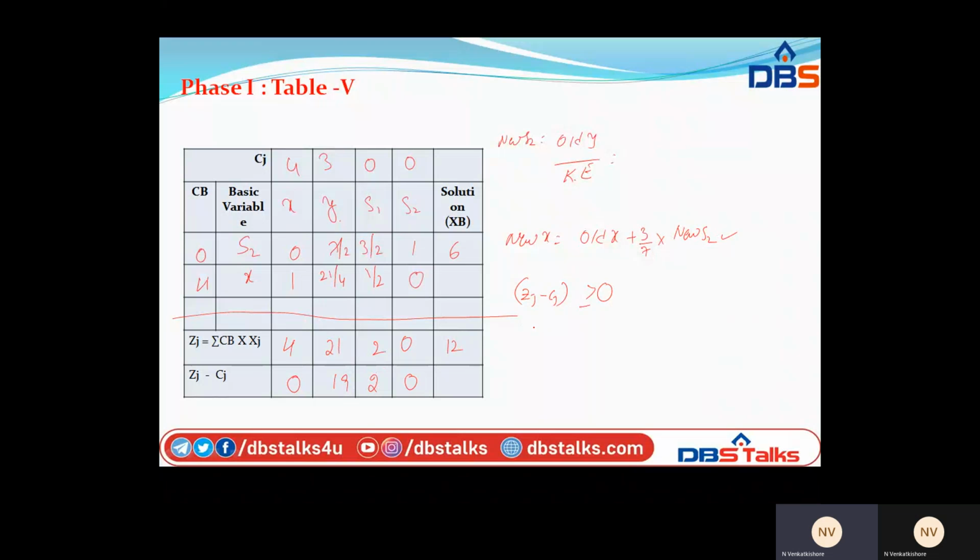What is the solution we are having? We can see directly here. Here there is no need to go for most negative. Is there? No. So that's why we don't need to go for the ratio also. If there is any most negative or negative values in the Zj minus Cj, then only we go for the ratio. Here no negative values are there, so there is no need for ratio finding also.